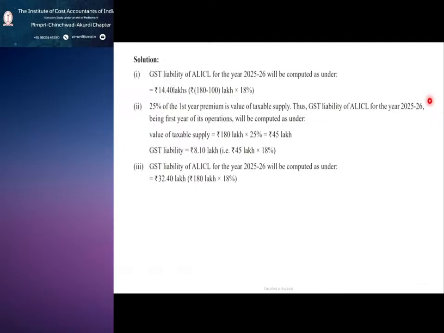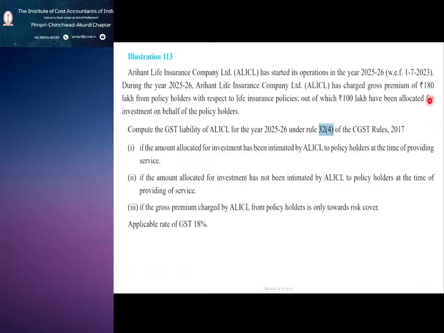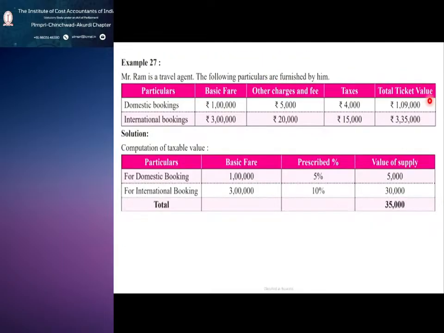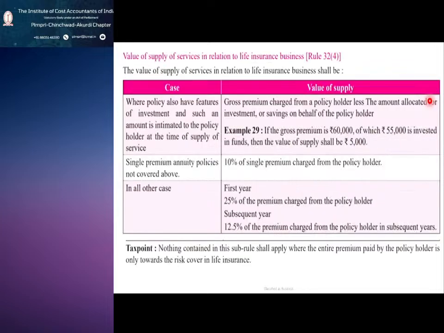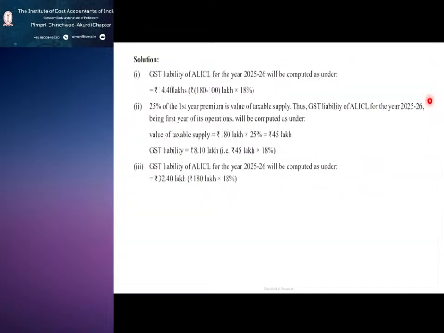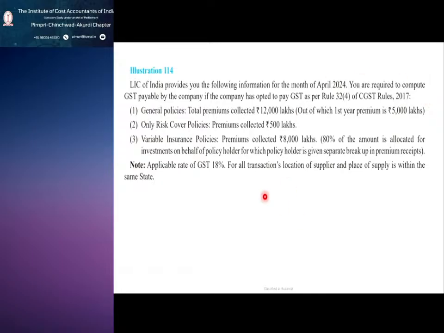32 3 1 is the previous one which we have seen, the air travel agent. This is 32 3. 4 is the insurance. Now we will see this, you are clear, right? So there is one more also you can easily solve for the insurance same.